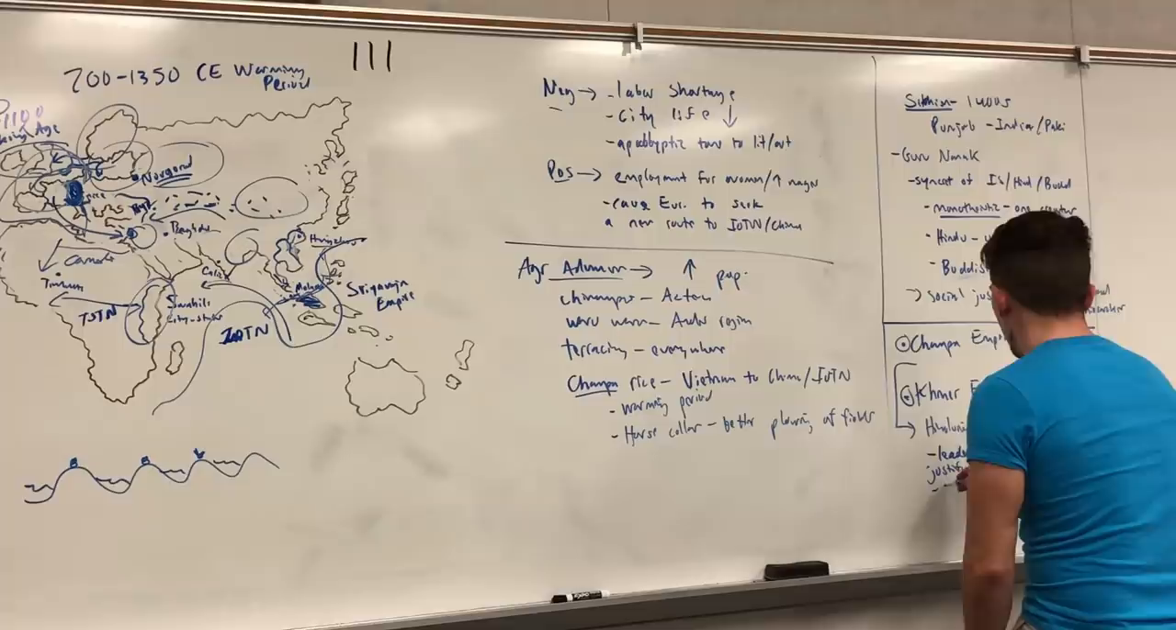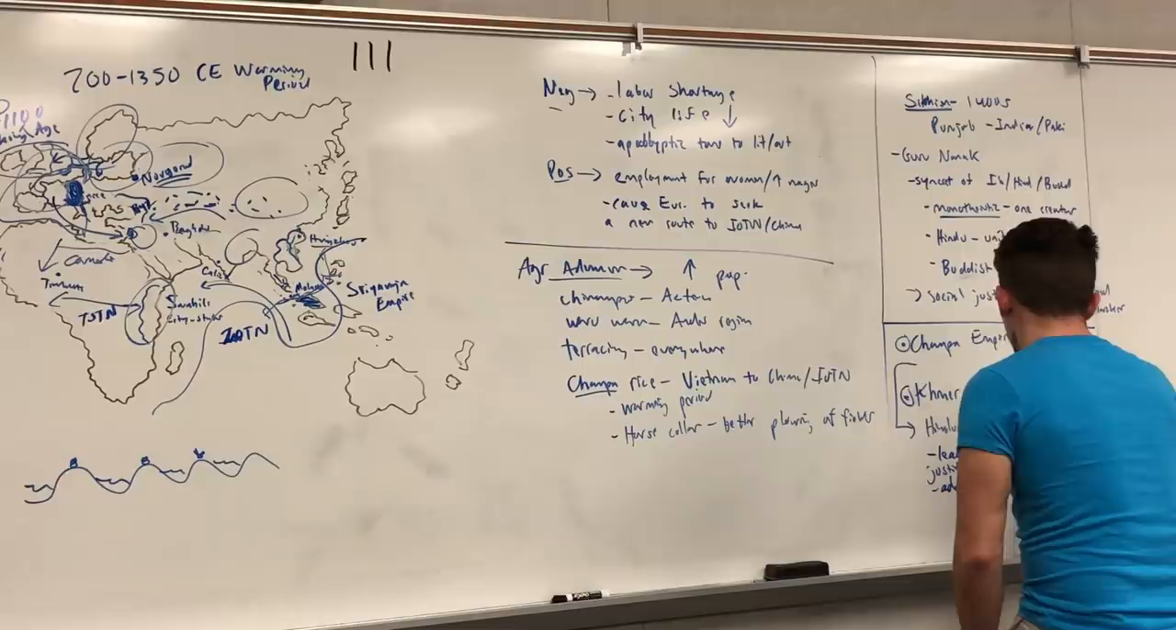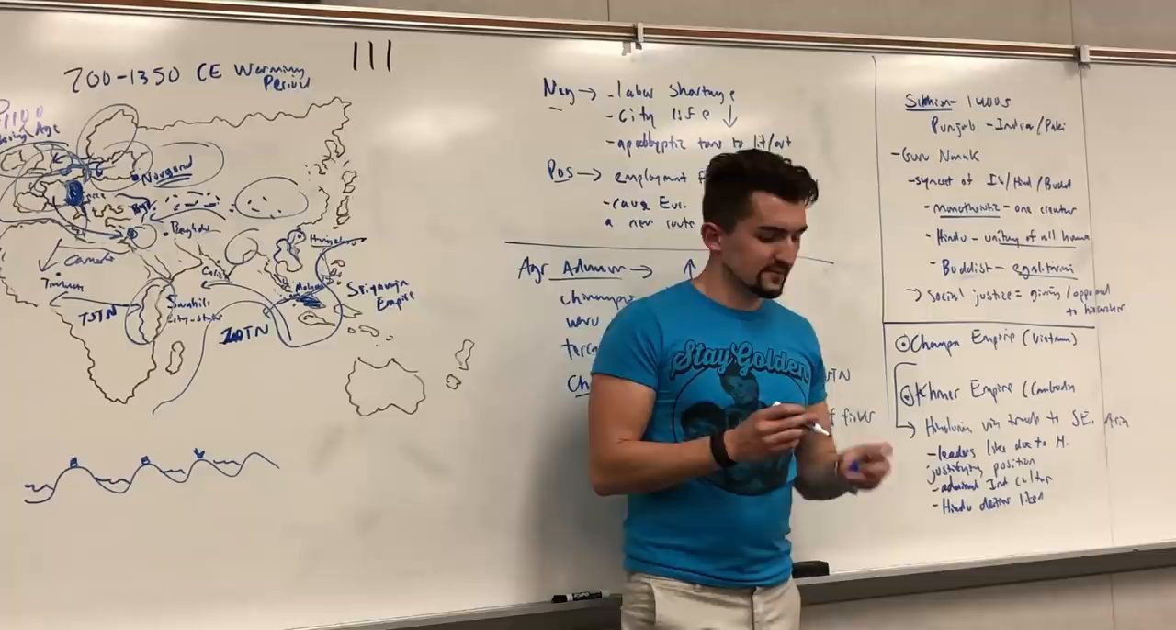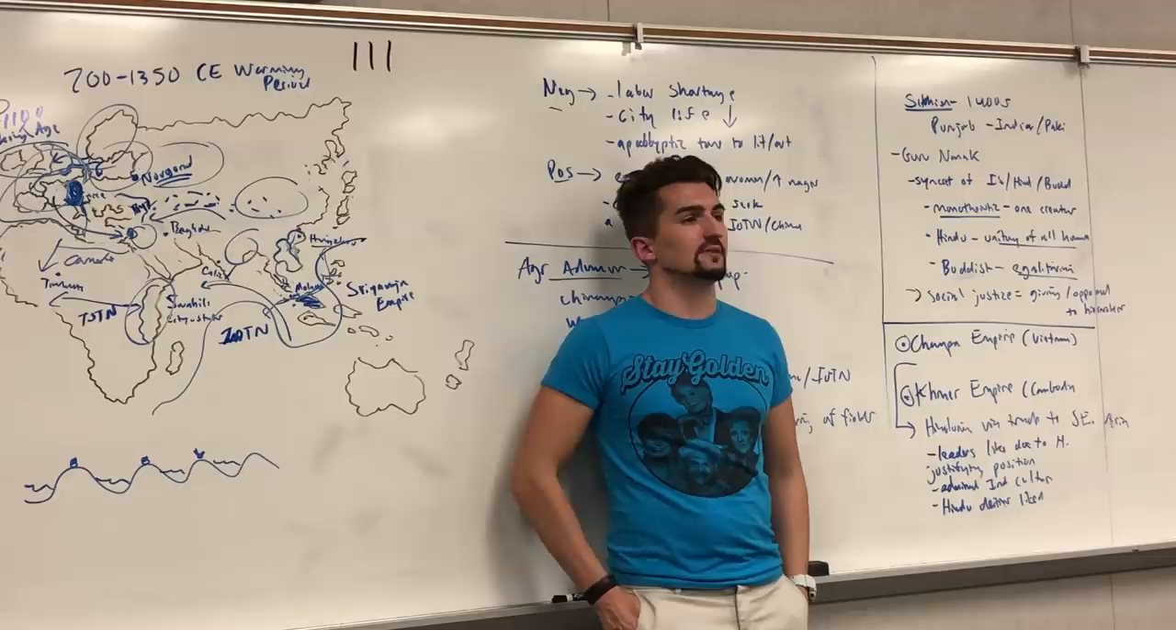And yeah, they liked the Hindu deities like Shiva. So those are your three reasons. They liked it because it justified their position, they admired Indian culture, and they liked the deities of Hinduism like Shiva and the other one whose name I forgot.